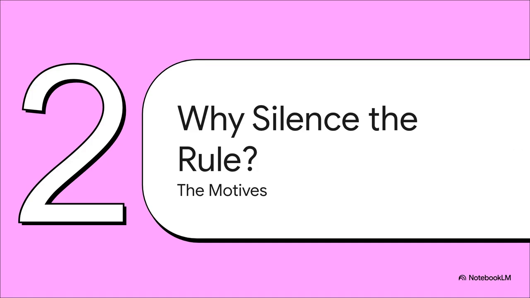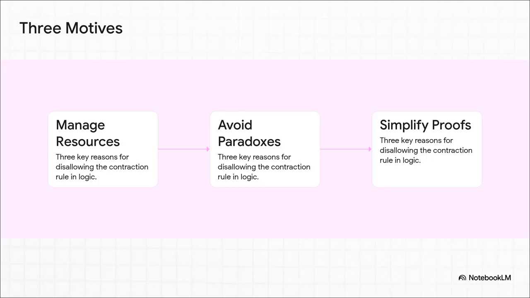So this brings us to the big question, right? This rule seems incredibly useful. Why would any logician ever want to silence it? I mean, what could you possibly gain by getting rid of your logical copy-paste button? Well, it turns out there are some really powerful motives. Our little investigation here has revealed three key motives.